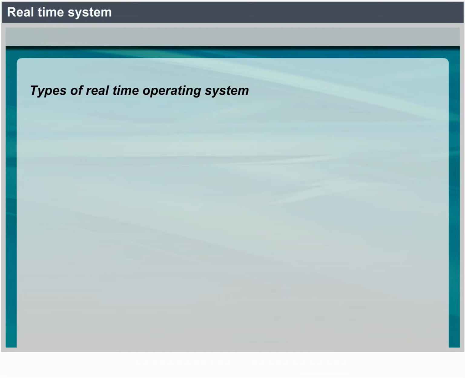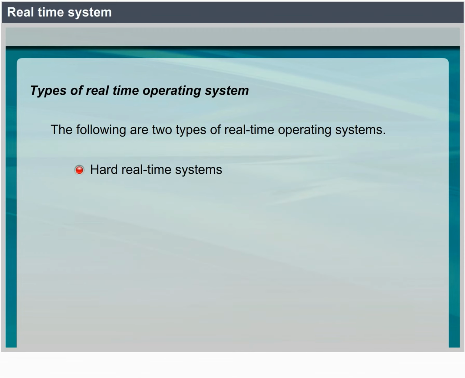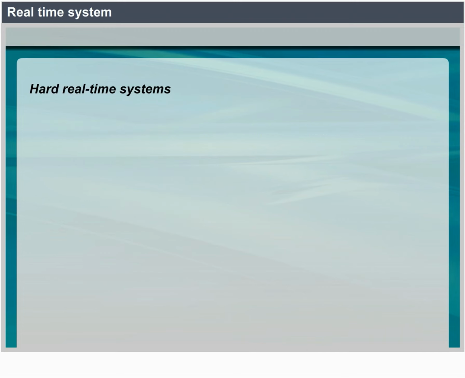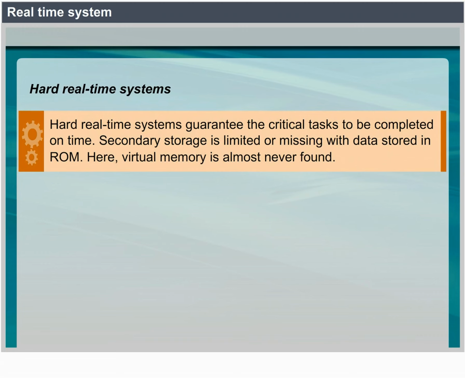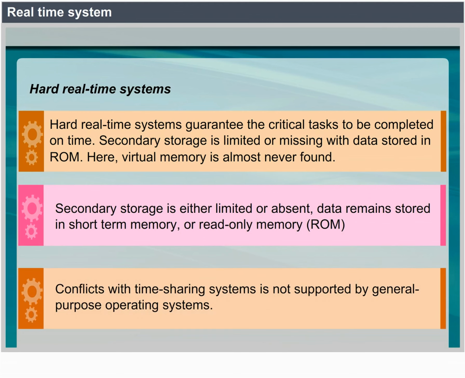There are two types of real-time operating systems: hard real-time systems and soft real-time systems. Hard real-time systems guarantee that critical tasks complete on time. In hard real-time systems, secondary storage is limited or missing, with data stored in ROM. In these systems, virtual memory is almost never found. Secondary storage is limited or absent, with data stored in short-term memory or read-only memory, ROM. Conflicts with time-sharing systems; not supported by general-purpose operating systems.